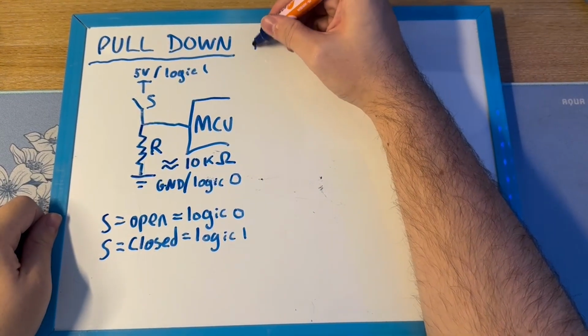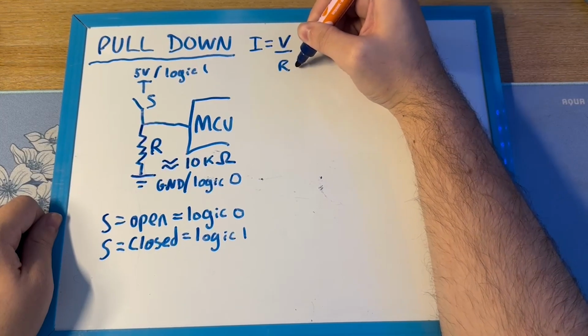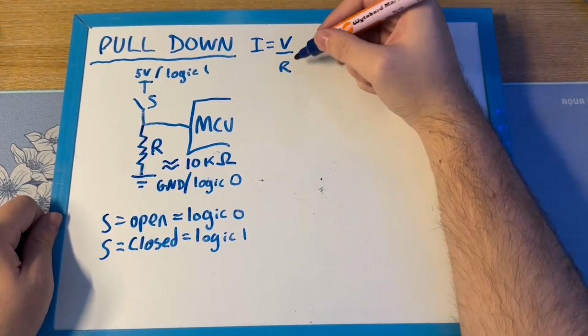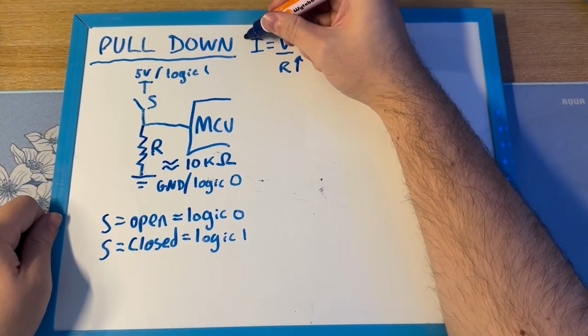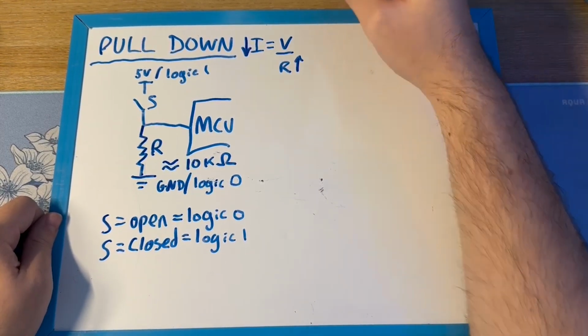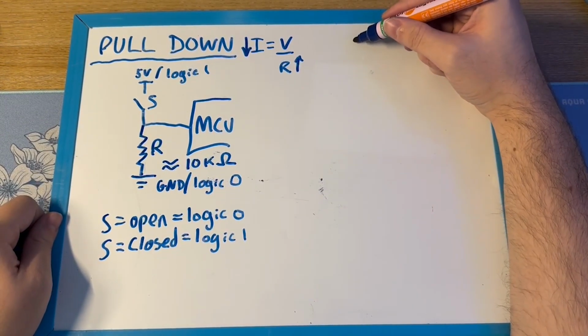That's the typical value of a pull-up or pull-down resistor. And just to remind you, with Ohm's law, let's look at the cause and effect of Ohm's law. If the resistance increases, the current decreases. Okay? That's just for your understanding.